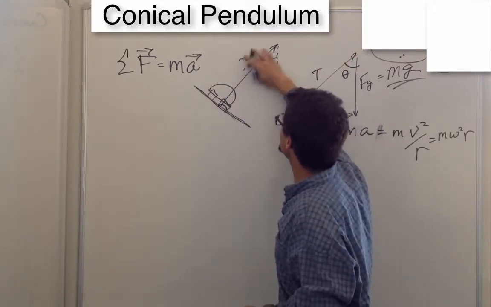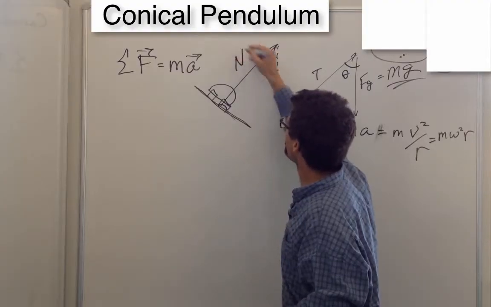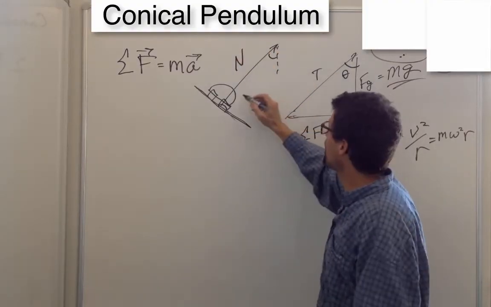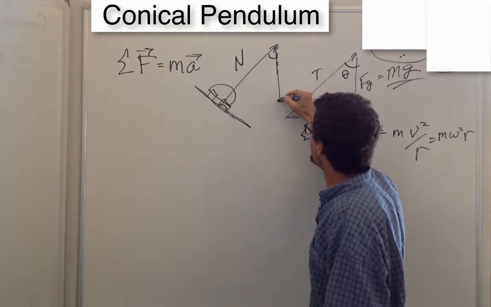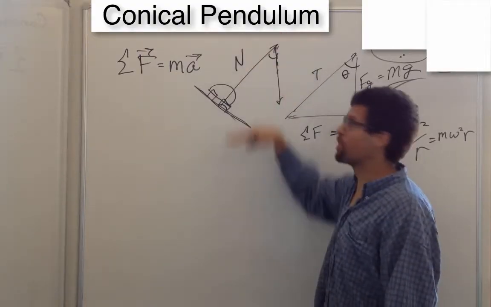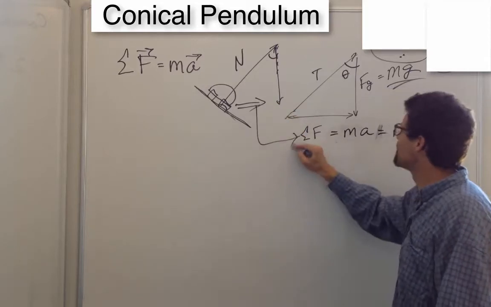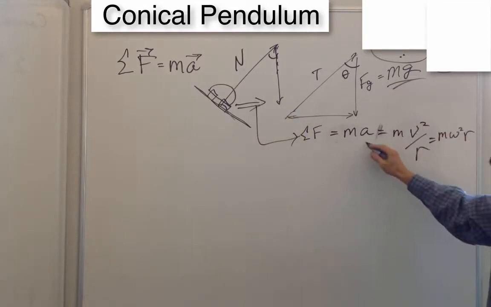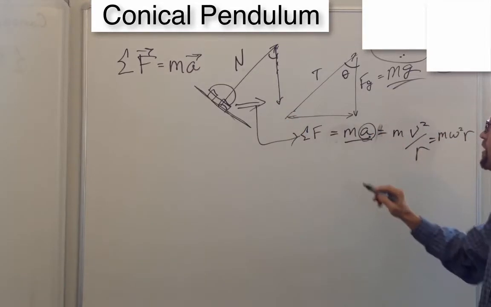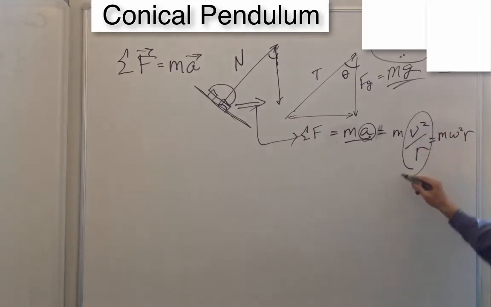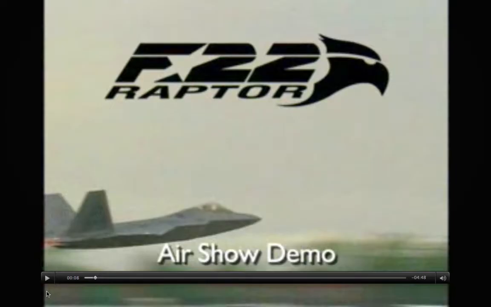Because now this is the tension, this is the normal force, and you know what the normal force does? It adds with gravity so that you don't accelerate up or down, but you've got to accelerate in this direction. Oh, and you get the vector sum of the forces, which is equal to mass times that acceleration. What kind of acceleration is that? It's centripetal acceleration. So we take a look at the F-22 Raptor.